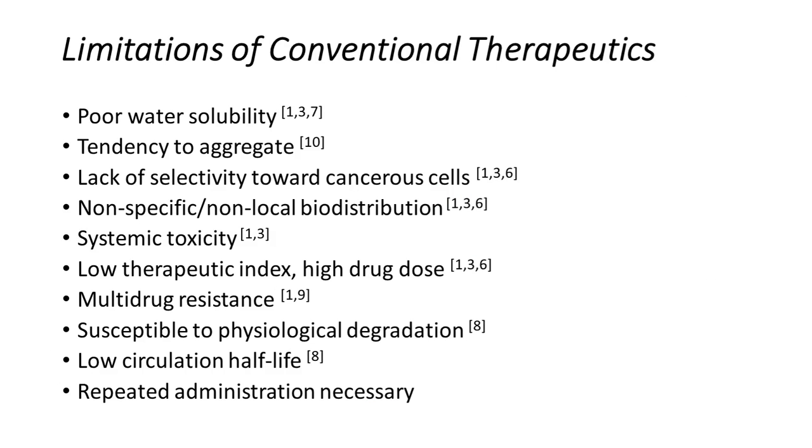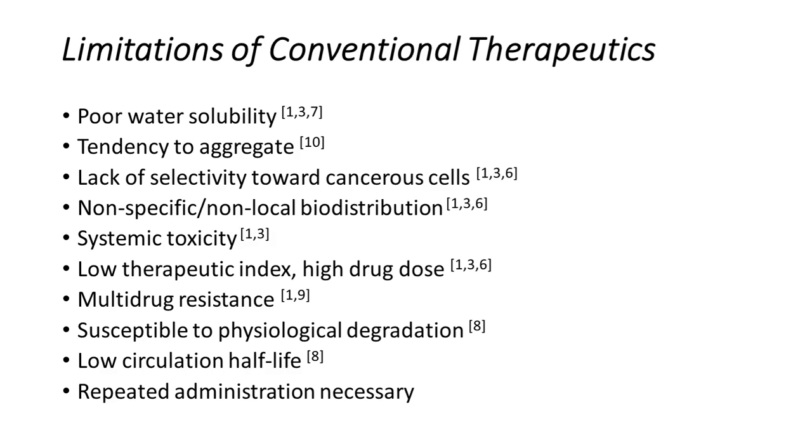Moving on, some of the limitations of conventional therapeutics are listed here. The biggest one being poor water solubility. In relation to that, because they have poor solubility properties, conventional therapeutics tend to aggregate in the body and don't have great biodistribution. As already mentioned, conventional therapeutics also lack selectivity toward cancer cells. They also target normal cells, and again can cause increased systemic toxicity.